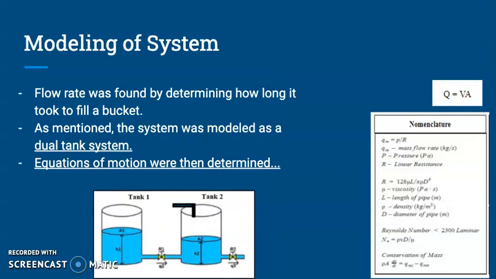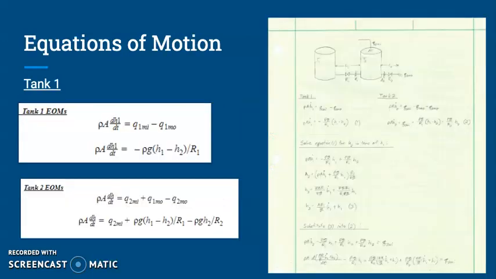Okay, so this is the model of our system, a schematic of our two-tank system. The flow rate was determined by filling a bucket with a known volume and timing how long it took. We then figured out the equations of motion, which are on the second slide. We used the conservation of mass, where the rate of change of the height of each bucket was related to the mass flow into and out of the bucket.